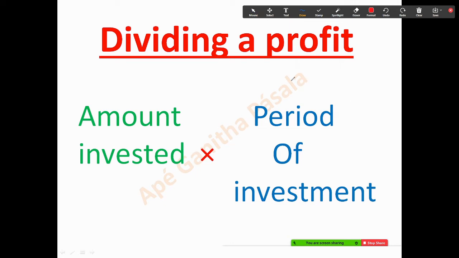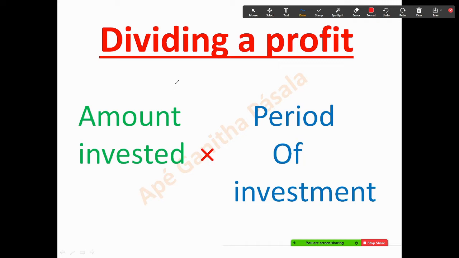Dividing a profit. Our next part is dividing a profit, the method of dividing a profit. In this part, we find the ratio of dividing a profit of a certain company. We have to consider two things. What are the two things?